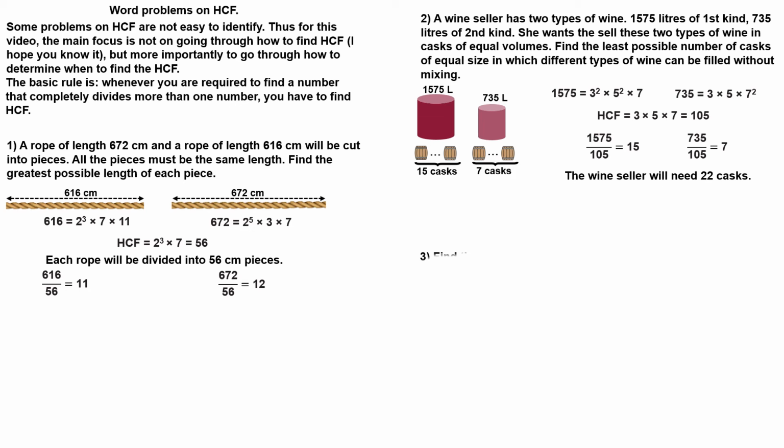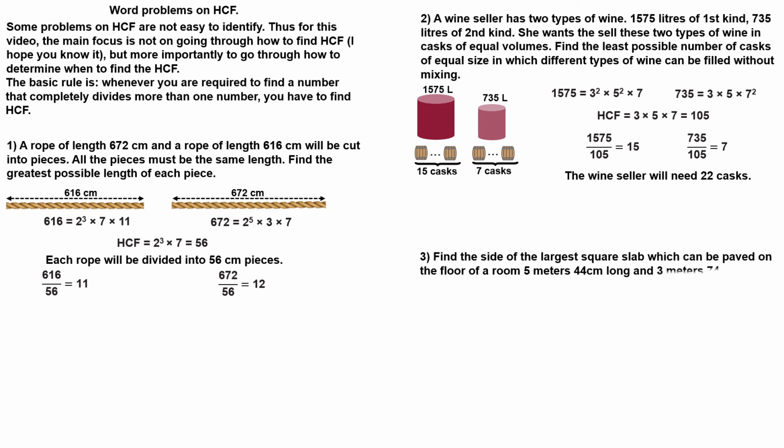Another example. We can think of dividing this rectangular room into squares, and each square is as large as possible. The side of the square slab is the highest common factor of 544 and 374.